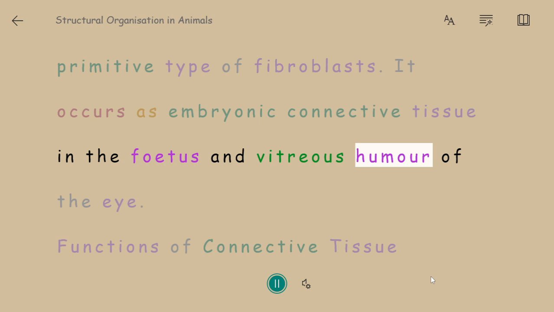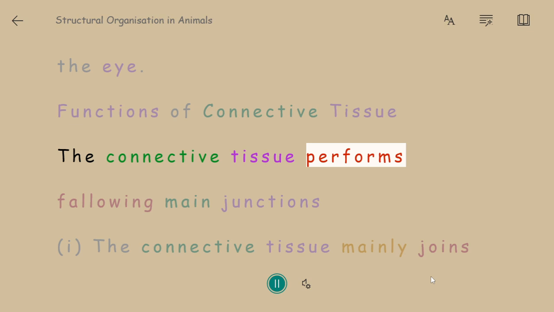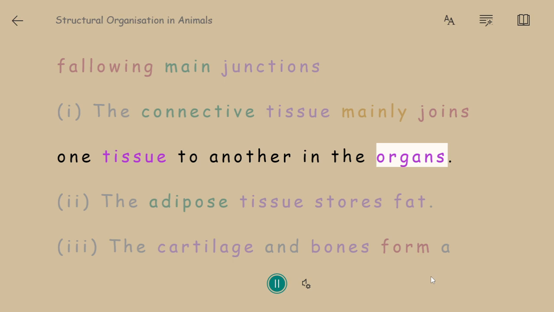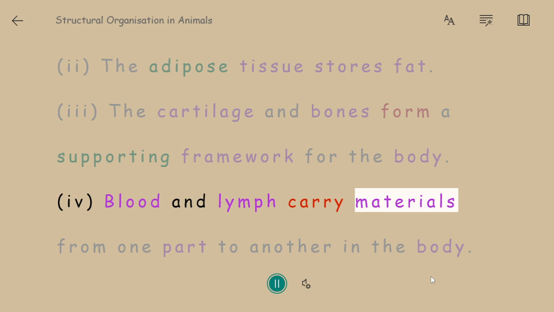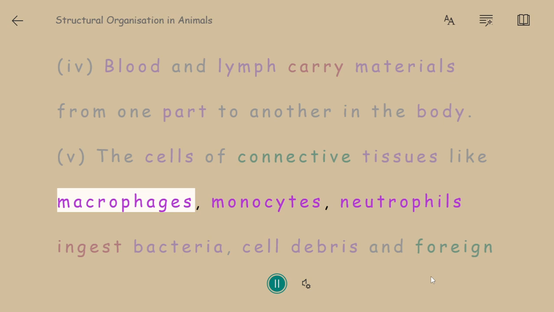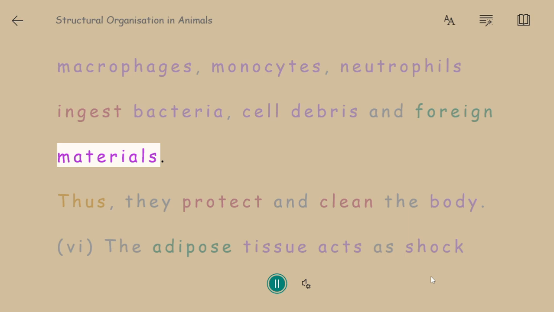Functions of connective tissue. The connective tissue performs the following main functions. 1. The connective tissue mainly joins one tissue to another in the organs. 2. The adipose tissue stores fat. 3. The cartilage and bones form a supporting framework for the body. 4. Blood and lymph carry materials from one part to another in the body. 5. The cells of connective tissues like macrophages, monocytes, neutrophils ingest bacteria, cell debris, and foreign materials. Thus, they protect and clean the body.